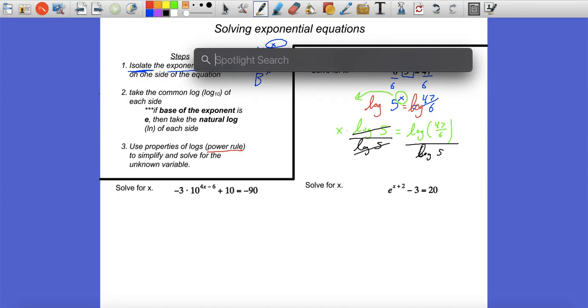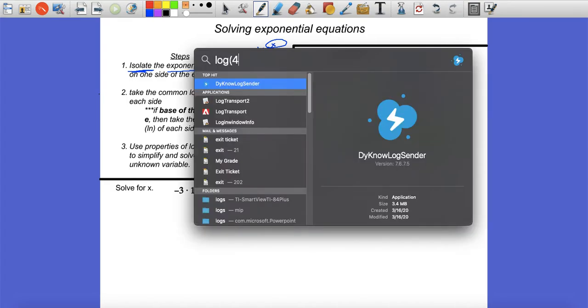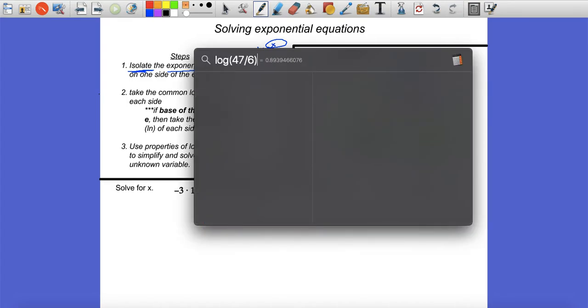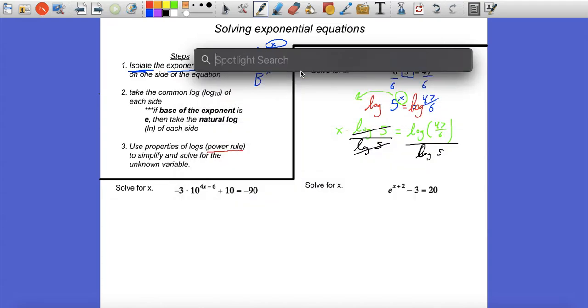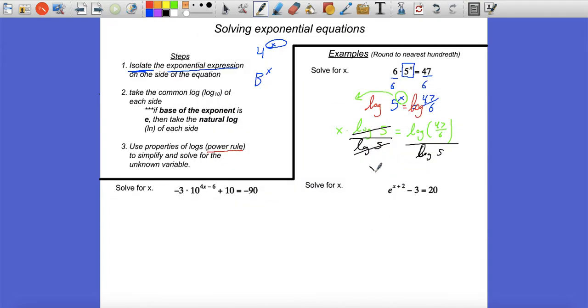You should get log of 47 over 6 divided by log 5. And remember, the log button is in the bottom left corner of your calculator. You should get 1.278. So 1.28 would be the correct answer here. So x equals 1.28. Okay, so that is how we solve for this.